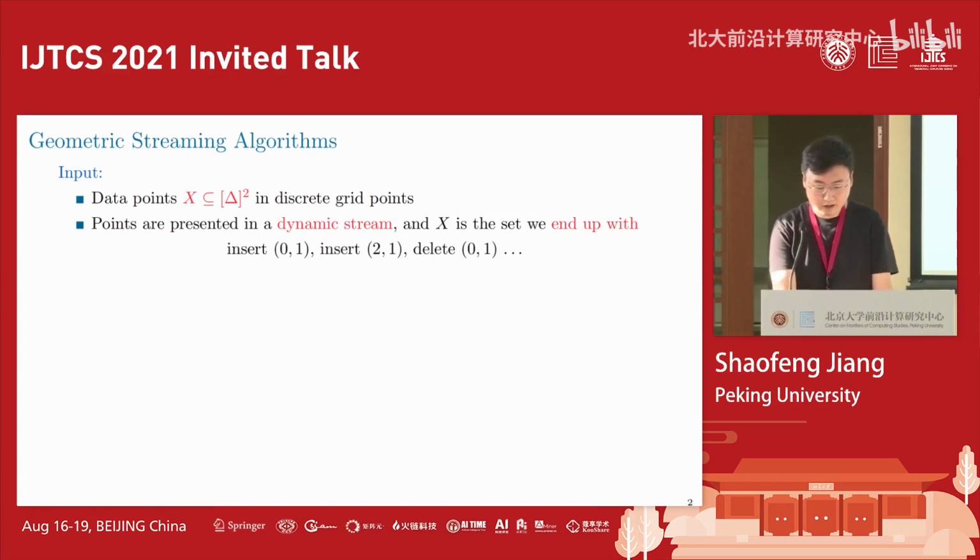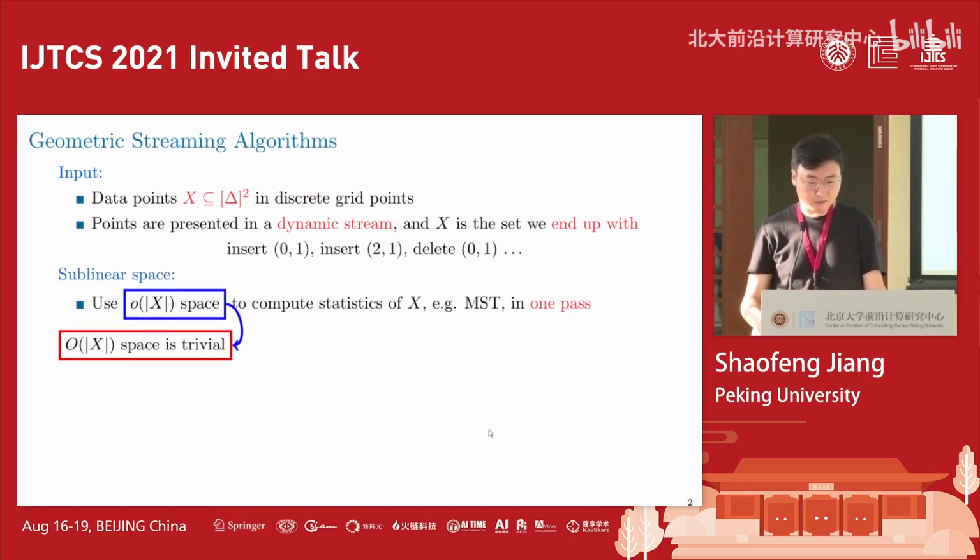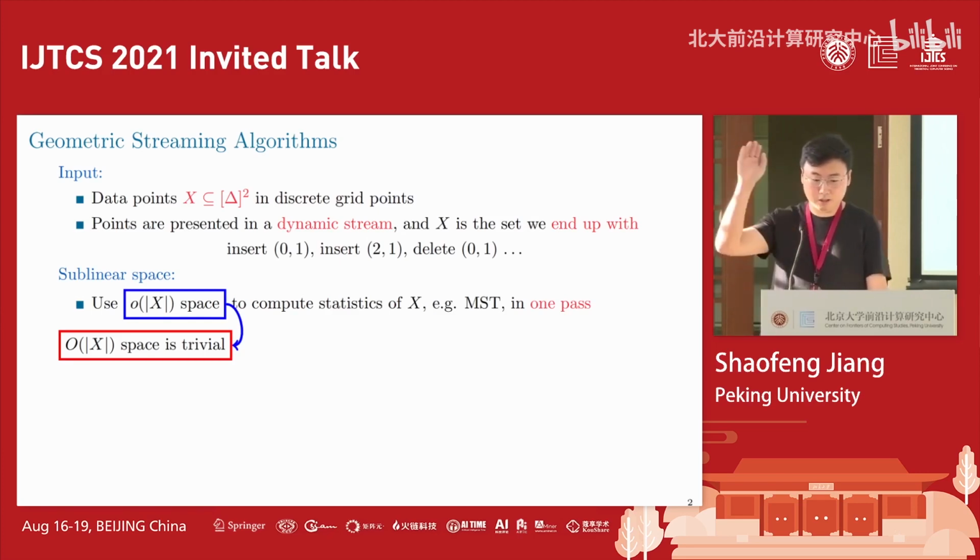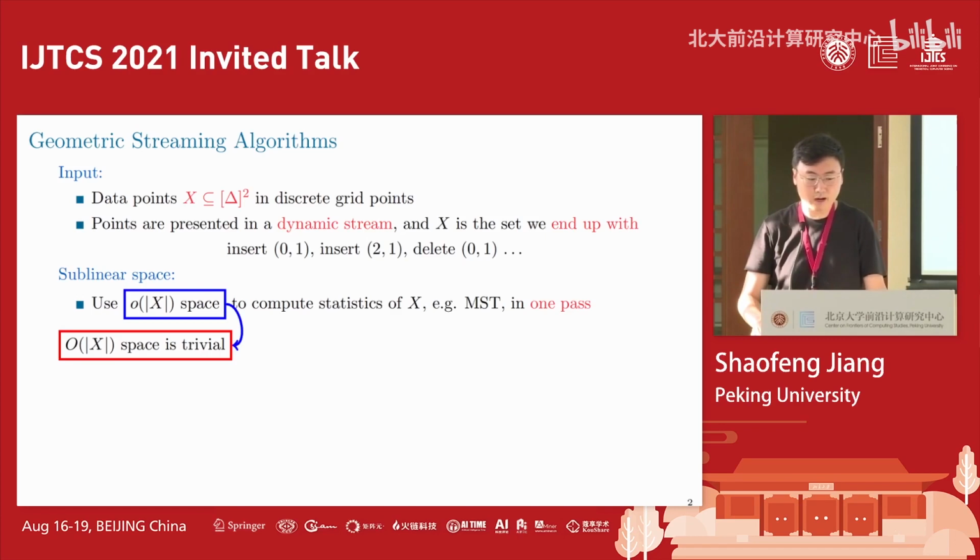So that's the setting. And what we look at is algorithms that have sublinear space, which is what streaming algorithms usually look at. So we want to use little o of |X| space, where X is the data set, to compute statistics of X. For instance, it could be the diameter or minimum spanning tree and so on. And we ideally want it to be done in one pass only, scanning the stream in one pass. Note that here we want little o of |X| because big O of |X| space is trivial, since you can store all the points in your memory.